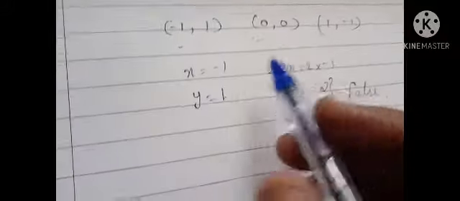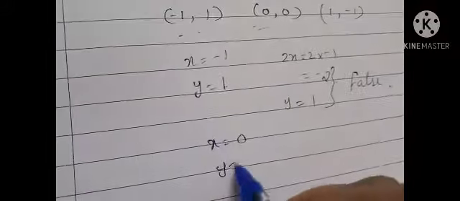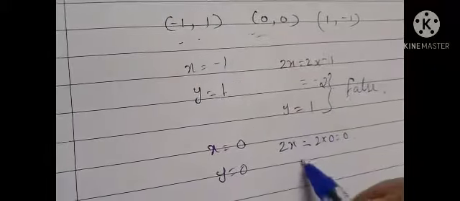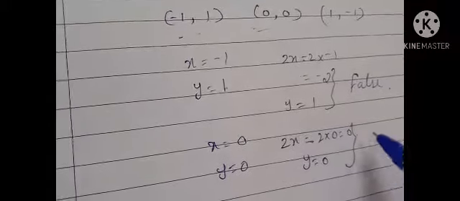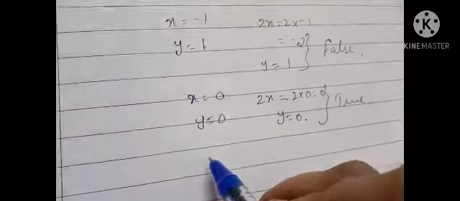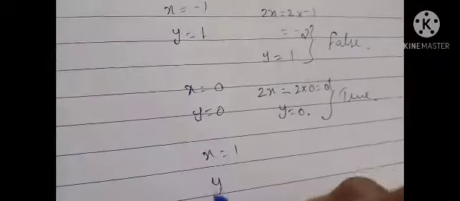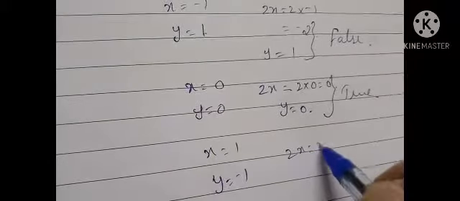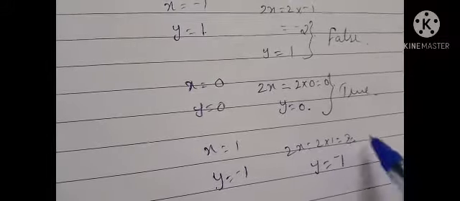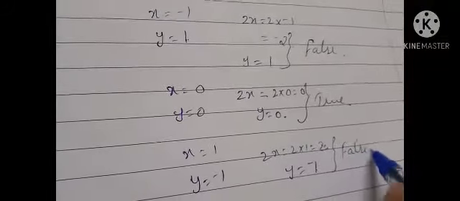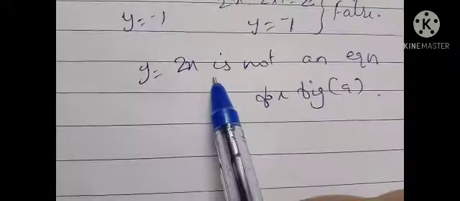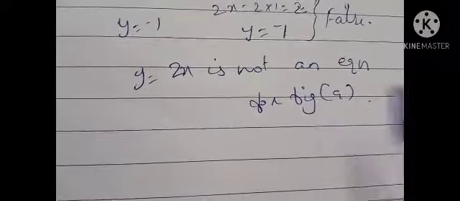Then we can check the second solution, x equals 0, y equals 0. Then we have to find 2x, that is 2 into 0, 0. Here y is 0. So these two are same, equal. So we can write it is true. Then for the third case, x equal 1, y equal negative 1. So 2x equal 2 into 1, that is 2. Y is negative 1. Here these two are not equal. So here it is false. Two cases are false, only one is true. So we can say that y equal 2x is not an equation for figure A.